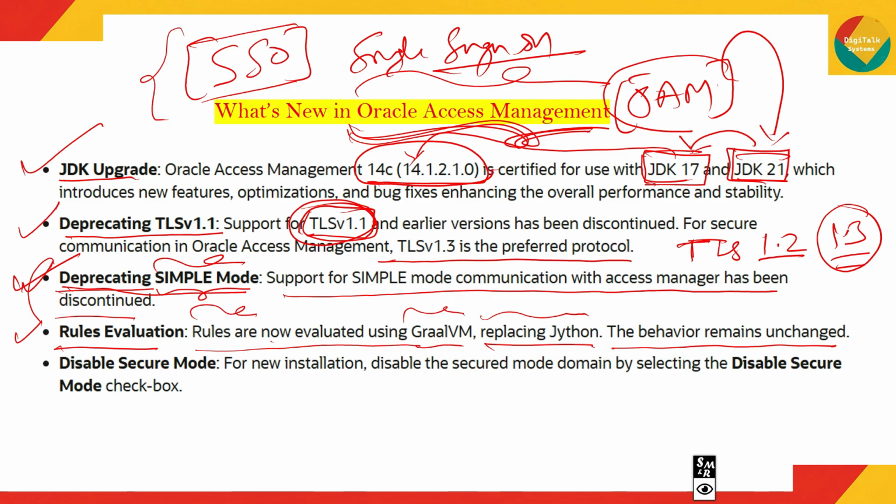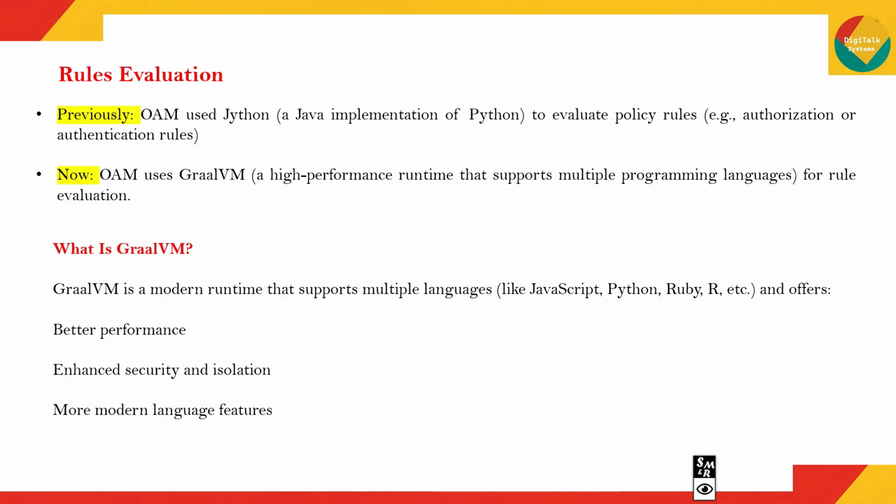Let me explain this in a bit more detail. Previously, up to 12.2.1.4, the OAM used Jython. Jython is a Java implementation of Python. So for rule evaluation up to 12.2.1.4, the OAM used Jython to evaluate the policies.